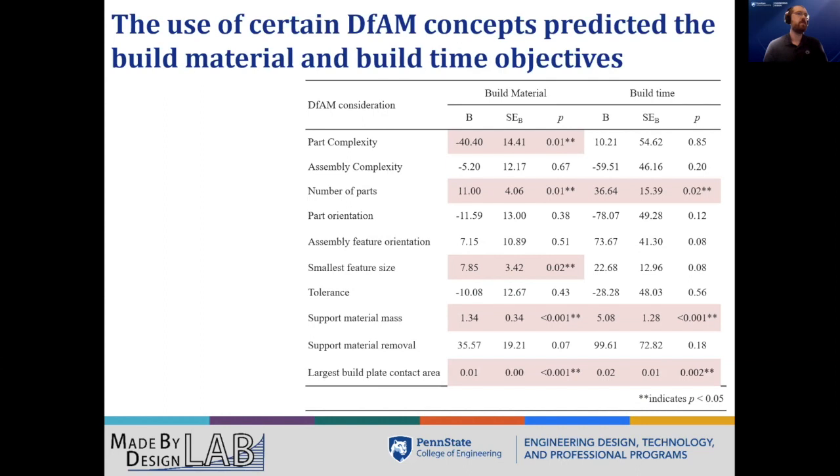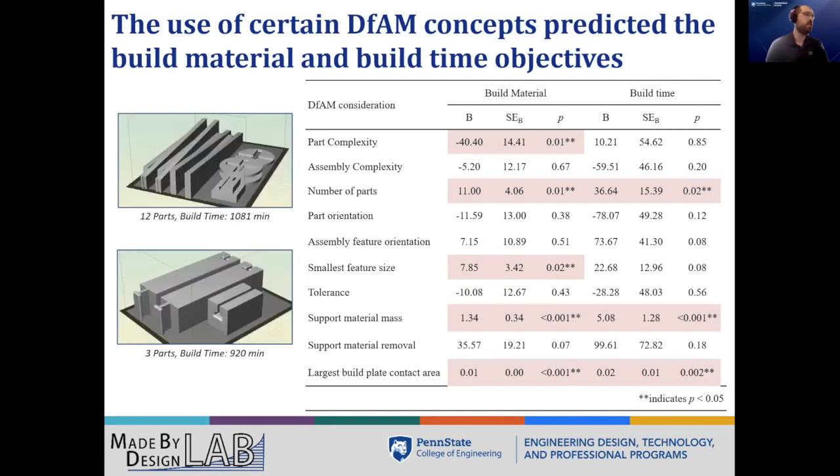And what we found in response to our first research question is that we can see a connection between the use of certain DFAM concepts and how well those predict the students' achievement of the build material and build time objectives. So this is combining all of the students, both from the opportunist, the dual group, as well as the restrictive group.